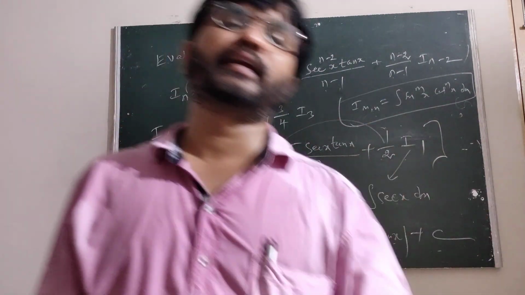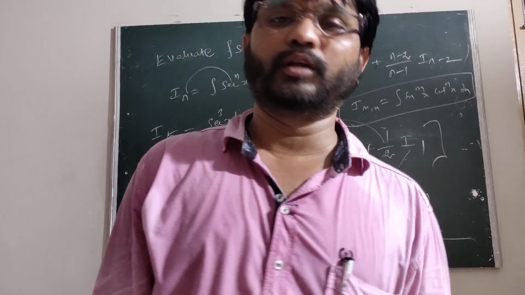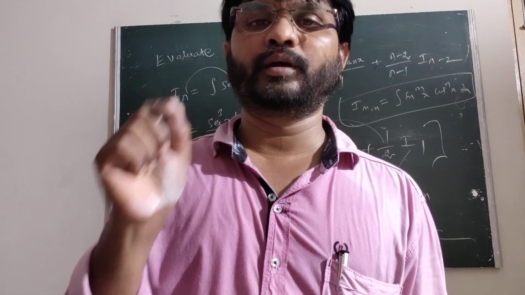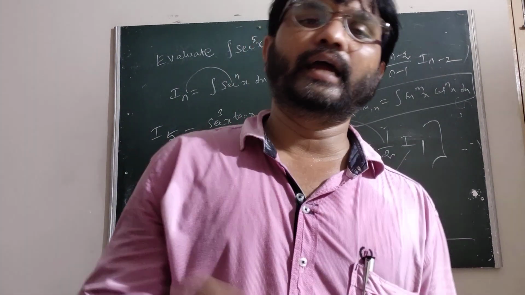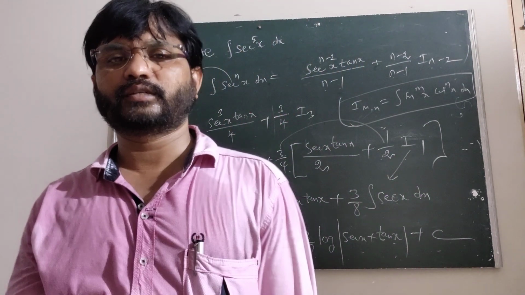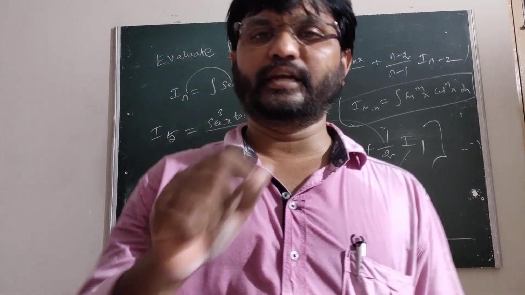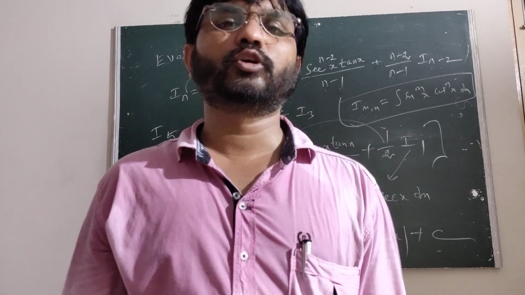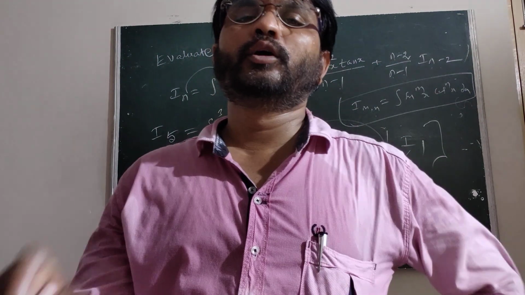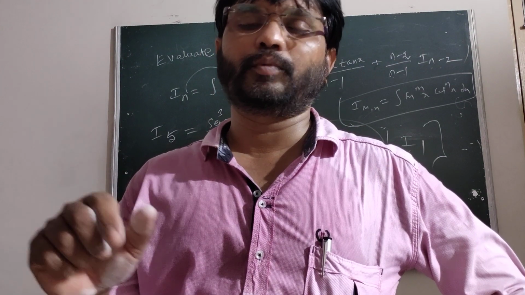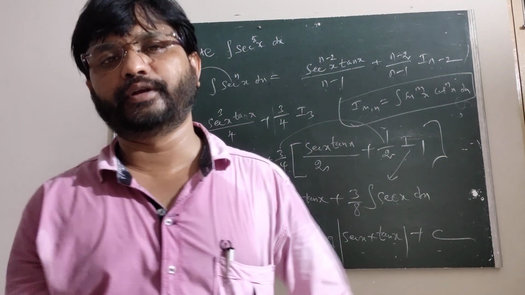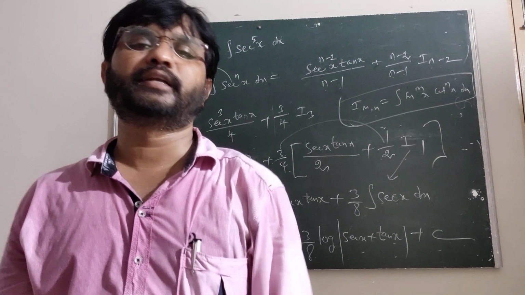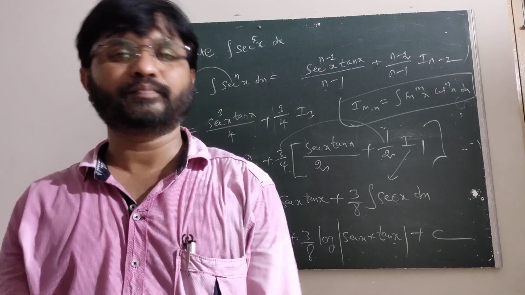The 9 standard integrals are only formulas. Those are the integrals of 1 upon a square plus x square, a square minus x square and x square minus a square, and the integrals of root of a square plus x square, x square minus a square and a square minus x square, and also 1 upon root of a square minus x square, 1 upon root of x square minus a square, and 1 upon root of a square plus x square dx. These are the 9 standard integrals. We can directly apply the formulas.